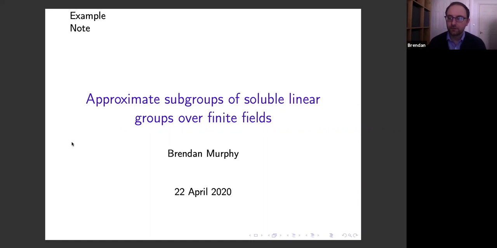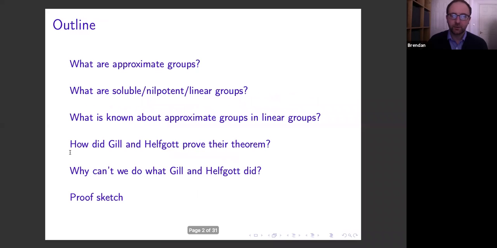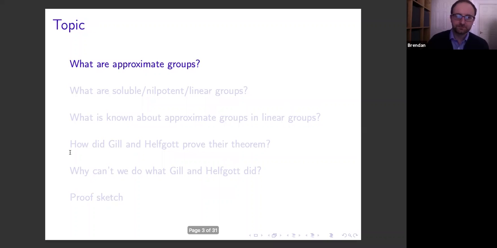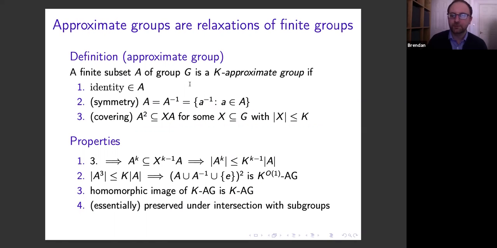So I'm going to speak about a result in growth in groups, and before I get into that subject, I'll just discuss what the words in the title mean. So we'll begin with approximate groups. Approximate groups are relaxations of finite groups.